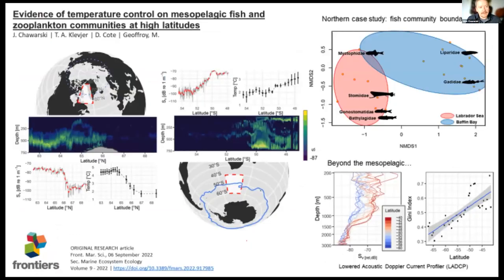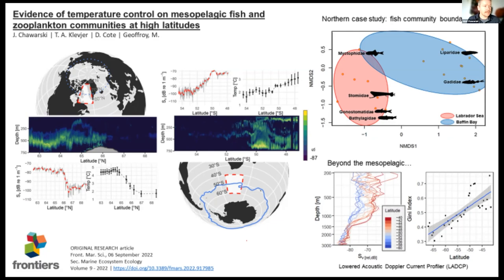So the first study that kind of got us thinking about carbon was looking at the geographical, latitudinal distribution of these deep scattering layers of mesopelagic fish. So on the left, you see an echogram across an important latitudinal boundary, that's the Arctic Circle, where two water masses collide, the Labrador Current and the Baffin Bay water across the Davis Strait. And what we see is a massive reduction in the acoustic backscatter.